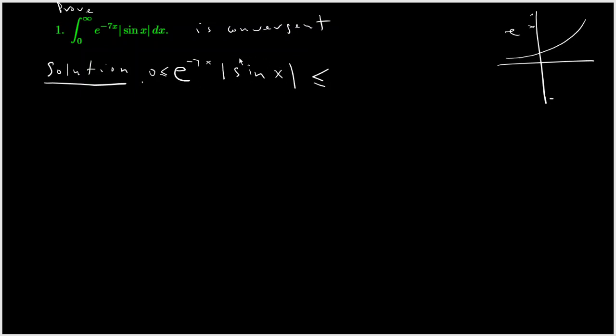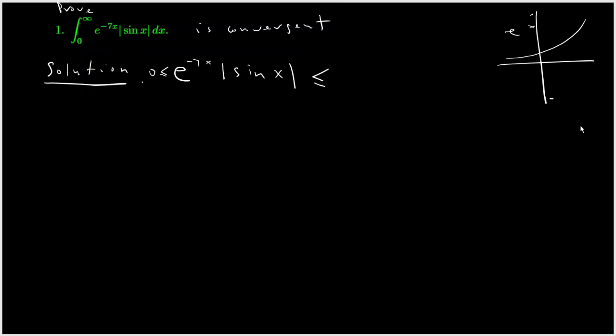Remember the property of sine of x. Remember the graph of sine is oscillating in between -1 and 1. Sine of x is always in between -1 and 1. So the absolute value of sine of x is always in between 0 and 1. Does that make sense?